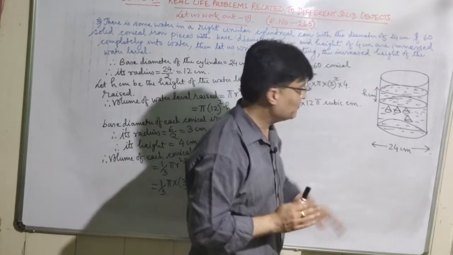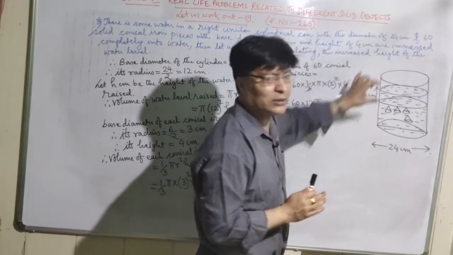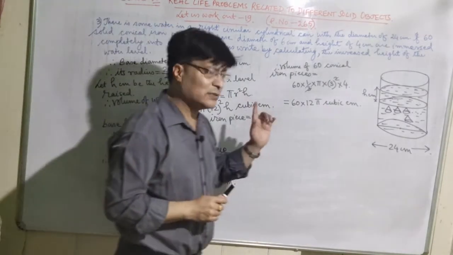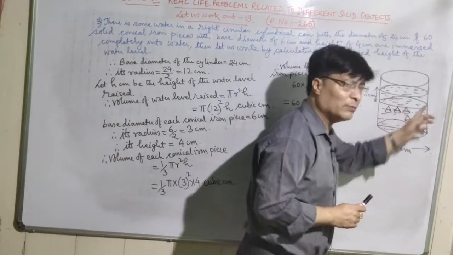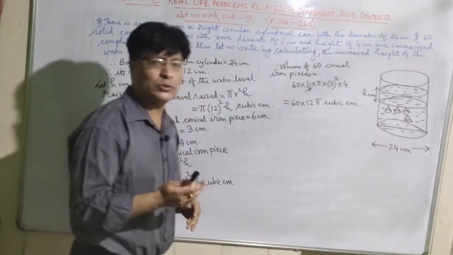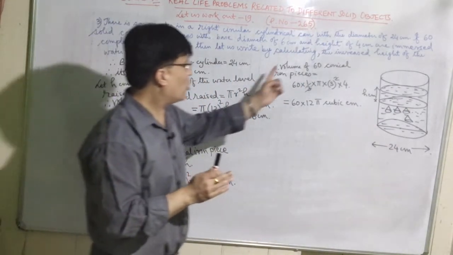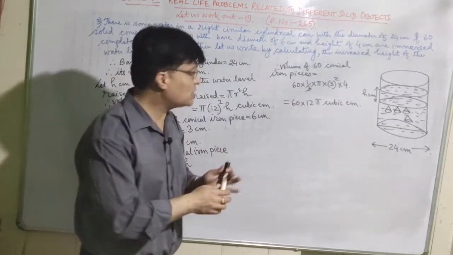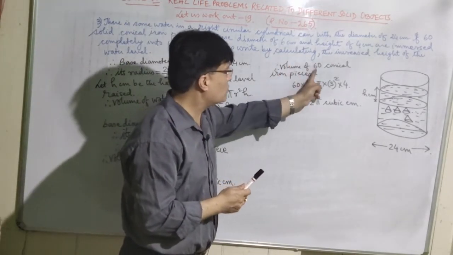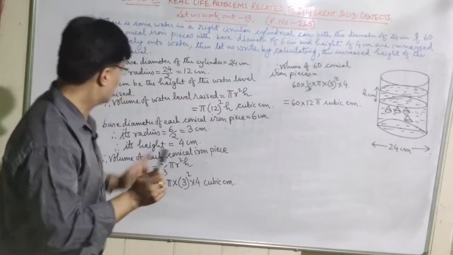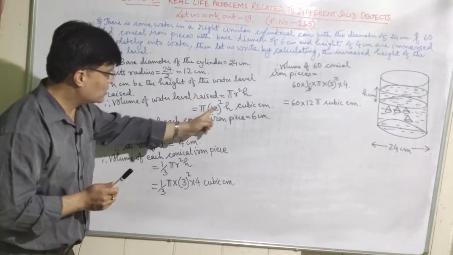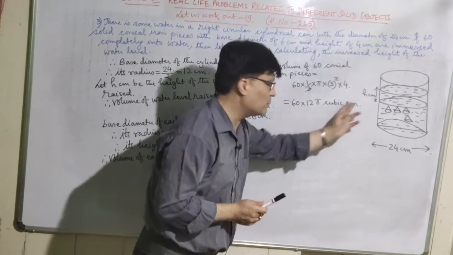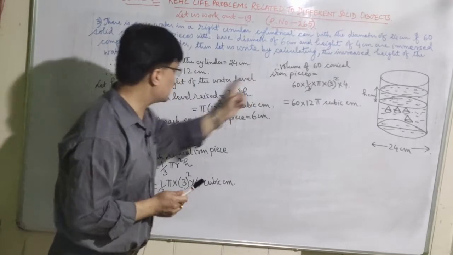When the 60 conical iron pieces are dipped inside the water, the height of the water level will be raised. And in this case you should know that the volume of the water level raised will be equal to the total volume of 60 conical iron pieces. So what is the volume of the water level raised? This much cubic centimeter. And what is the volume of the 60 conical iron pieces? This much cubic centimeter.